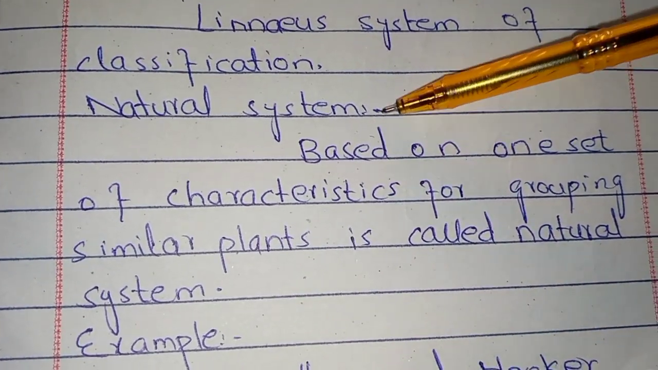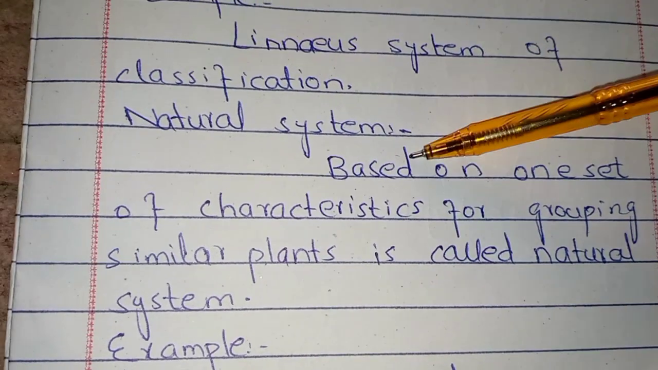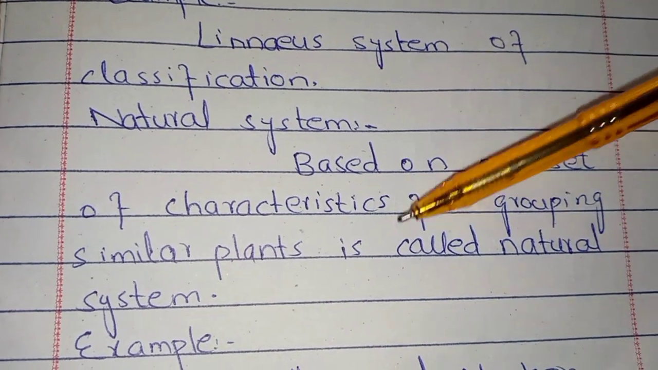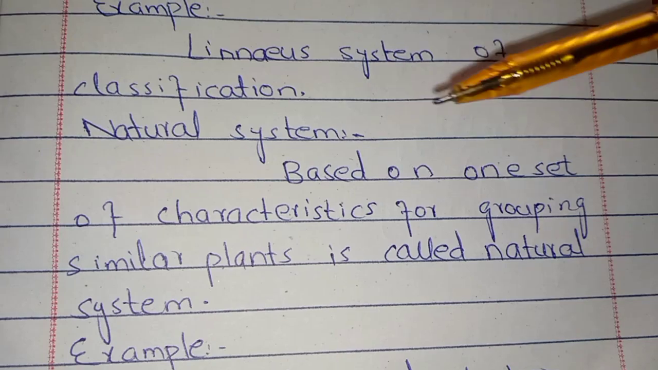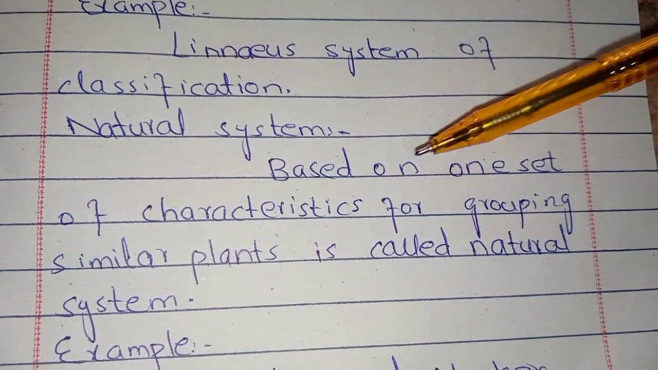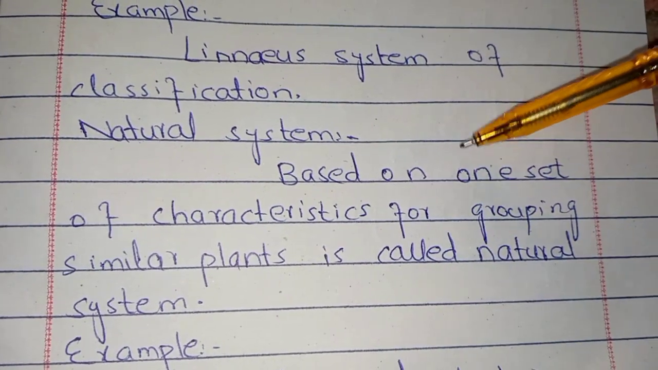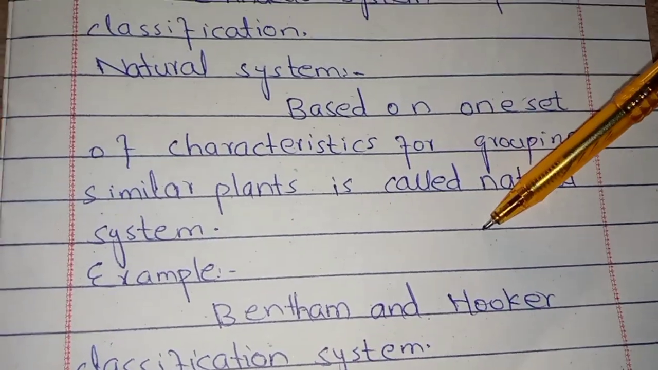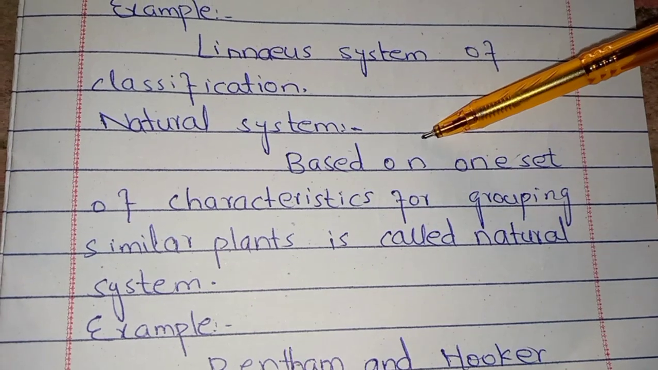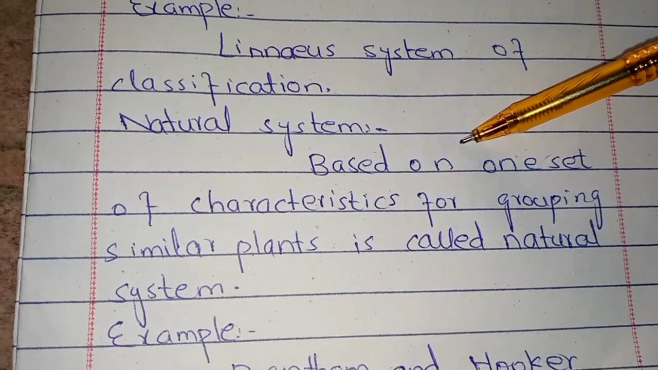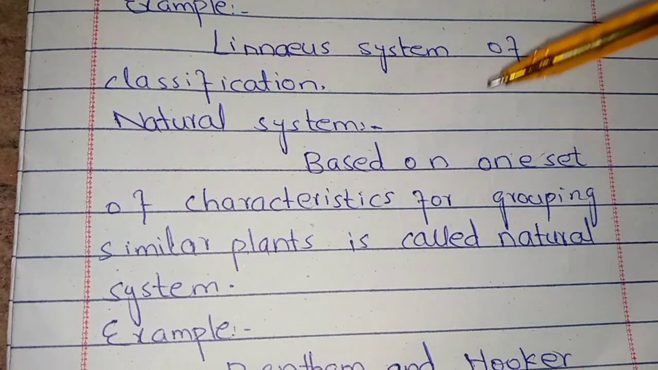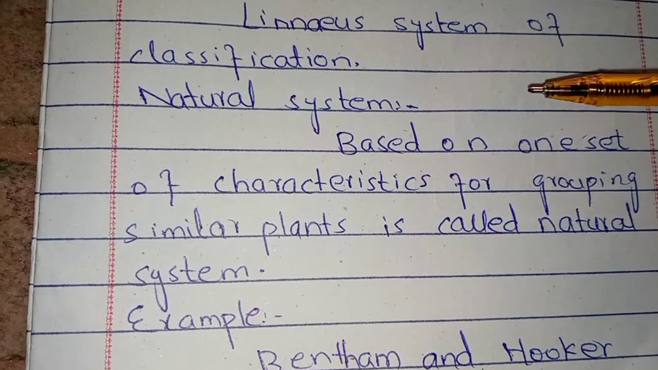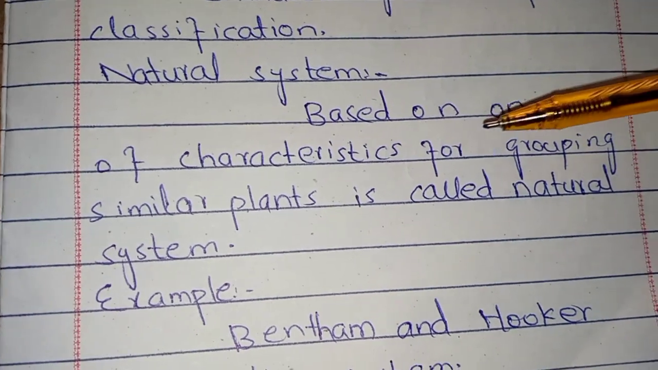Next, the natural system of classification. The natural system of classification is based on one set of characteristics for grouping similar plants. It means we use one set of characteristics and group the similar plants, so similar plants are placed in one group. The Bentham and Hooker classification system supports the natural classification system. The natural classification system is based on morphological and reproductive characteristics of plants. Darwin's theory of natural selection is also part of the natural system of classification.